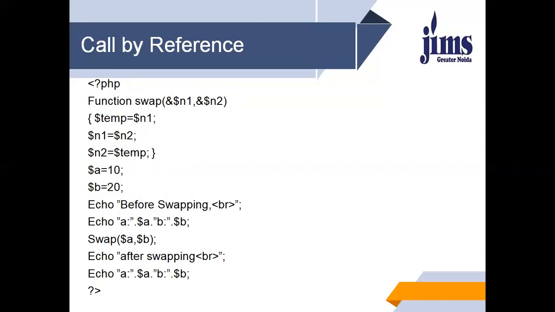So in call by reference, we placed an ampersand before the parameter name in the function's definition. No change is required in the function call. So we will get the desired output.